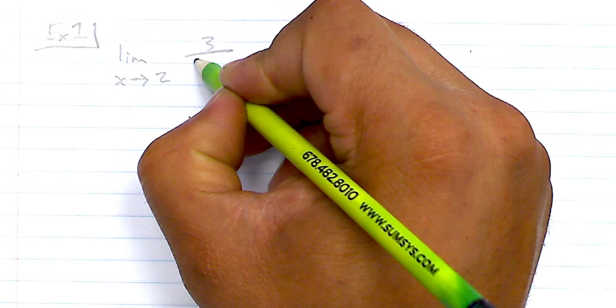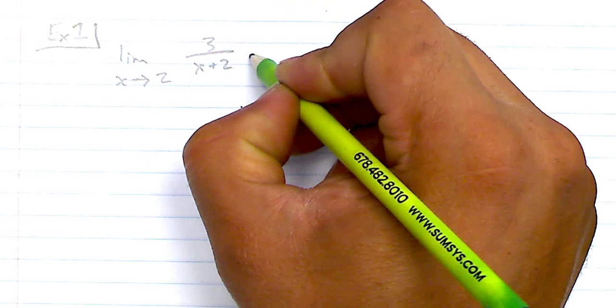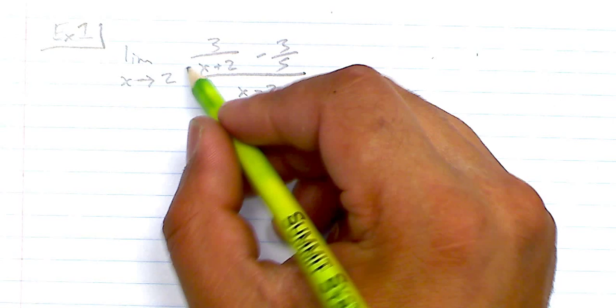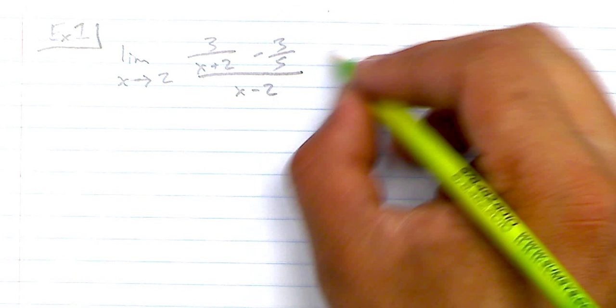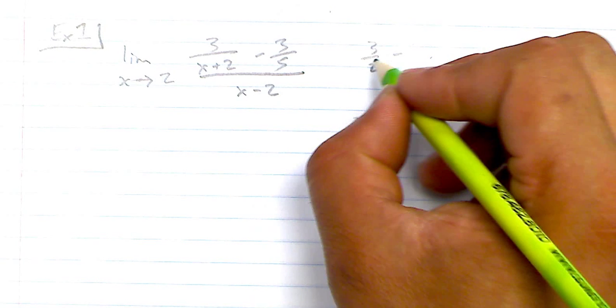Alright, so here we go. Example 1, and I want you to do a problem similar to this towards the end of the class here. So let's say I have 3 over x plus 2 minus 3 over 5, all over x minus 2. If I do direct sub on this limit, I'm going to get 3 over 2 minus 3 over 4.